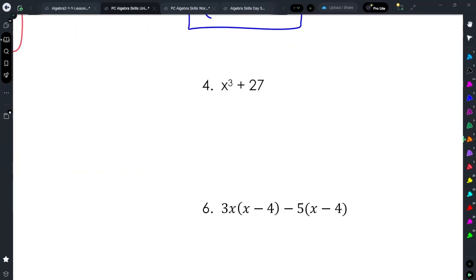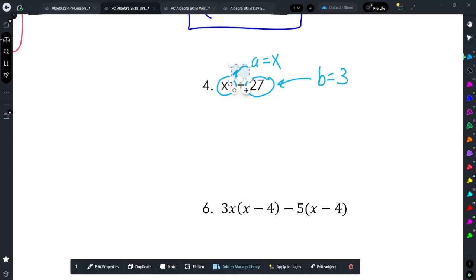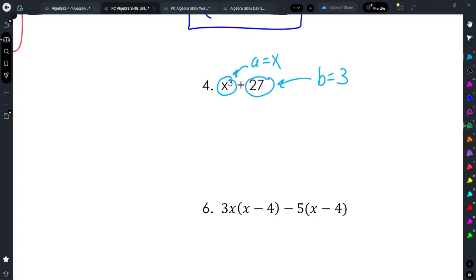All right, number 4 here, this is a sum of cubes where this is our a value, which is x, and then our b value is going to be the cube root of 27, or 3. So now I'm going to use that formula from up above for the sum of cubes. So it's a plus b times a squared minus a times b plus b squared. So there's not a lot of work really to show for this, but it just is something you have to remember. 3 squared is 9, so there we go.